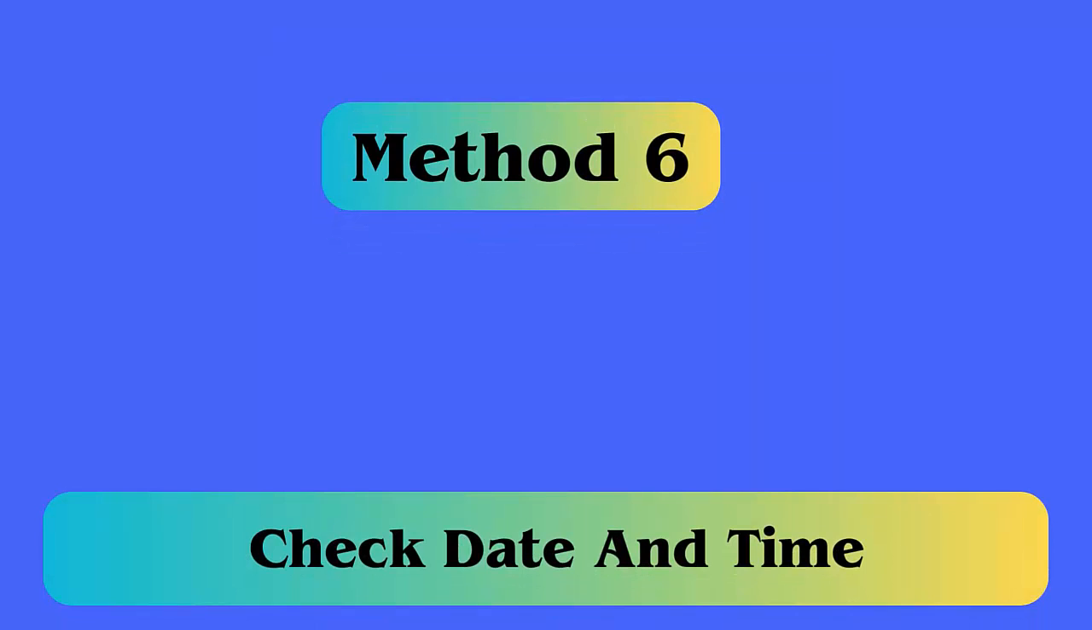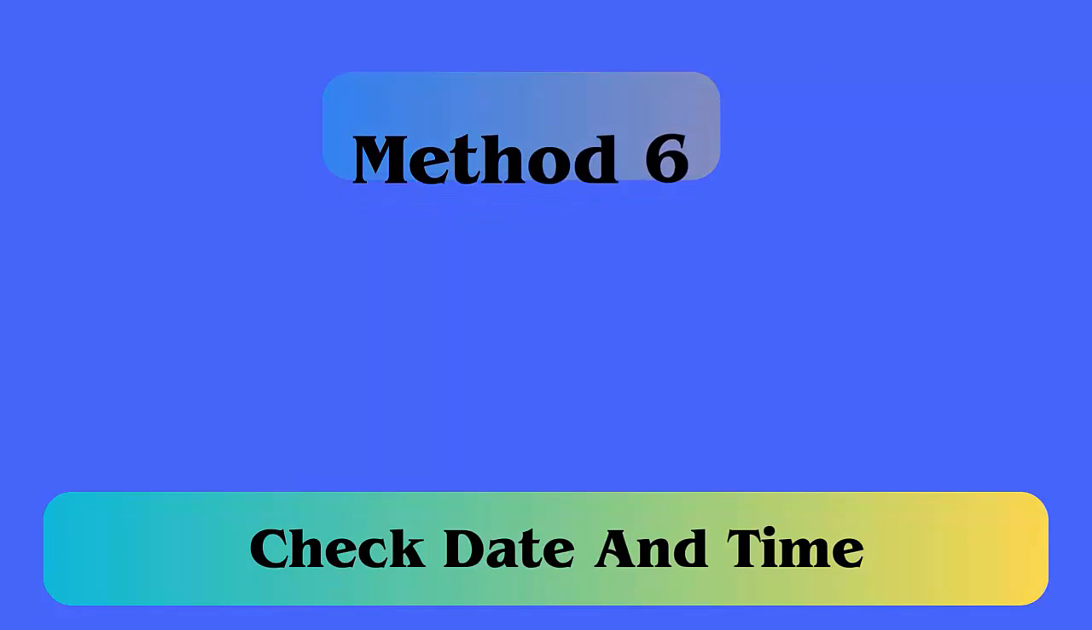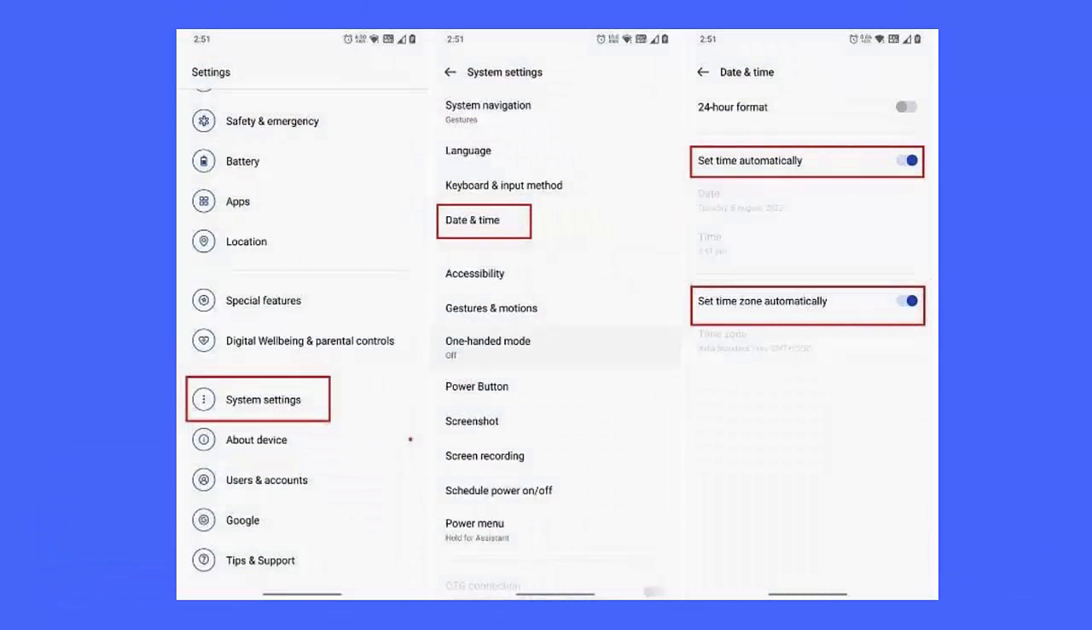Method 6. Check date and time. It might be the wrong date and time leading to the Safeway app not working error. This is because the wrong date can fail to connect its servers. So you should correct the wrong date.